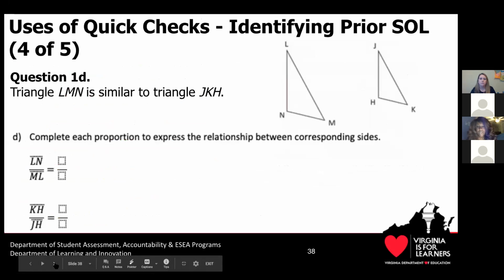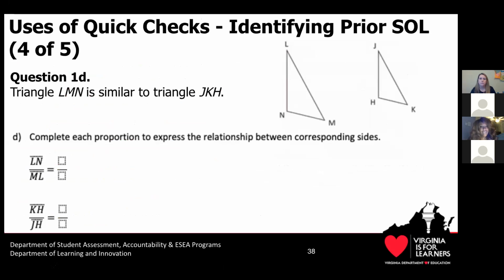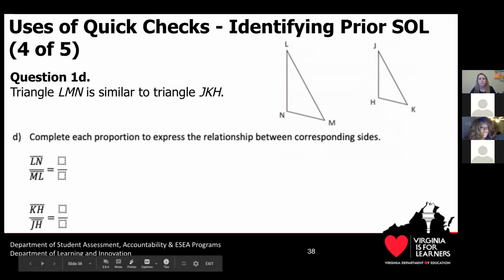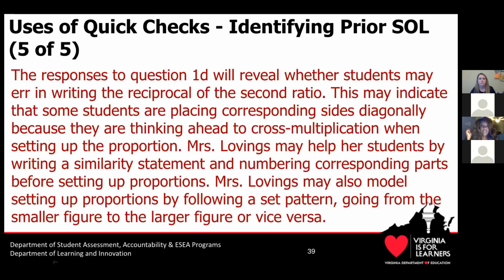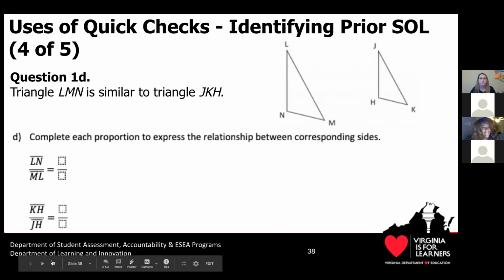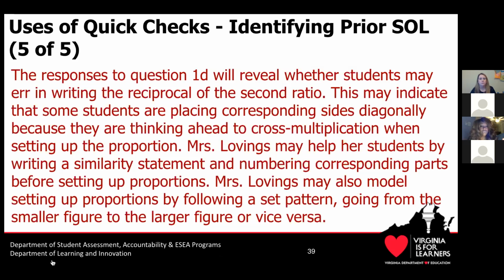Next, we move on to question 1D. Again, we're using these same 2 triangles, but looking at the proportionality here to express the relationship between the corresponding sides. In looking at this question, you have to be able to set up the proportion correctly to determine the correspondence. The responses to this question will reveal whether students have a hard time determining the proportionality, because they may have an error in writing the reciprocal of the second ratio. I'll flip back to that so you can visualize it, okay? This may indicate that some students are placing those corresponding sides diagonally because they may be thinking ahead to that cross multiplication to set up the proportion.